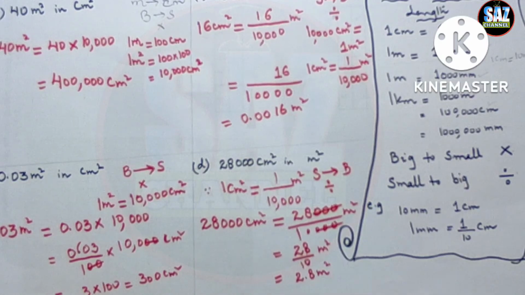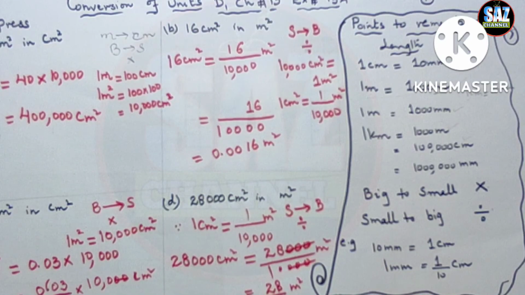I hope, students, you are really clear about how to convert the bigger units to smaller units and smaller units to the bigger units. And the simple rule for the conversion is that from big to small we have to multiply, and from small to big we have to divide. Please watch and understand this lesson carefully, because this lesson is the foundation for many other lessons.